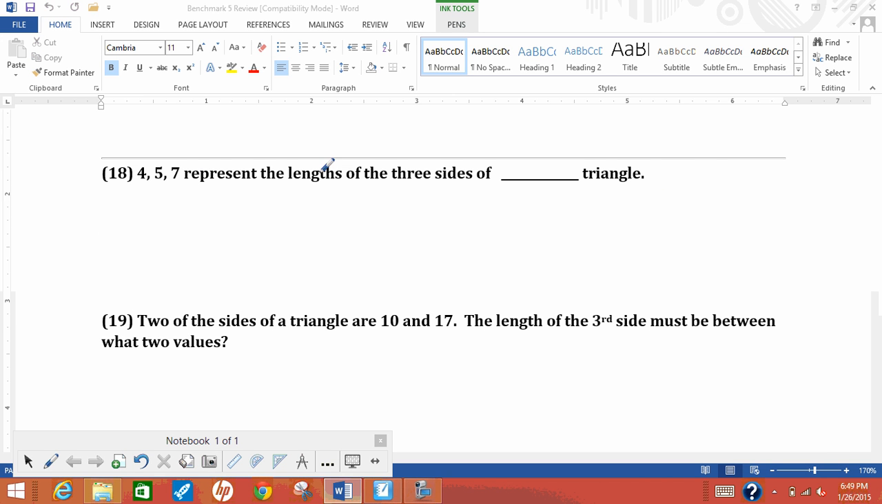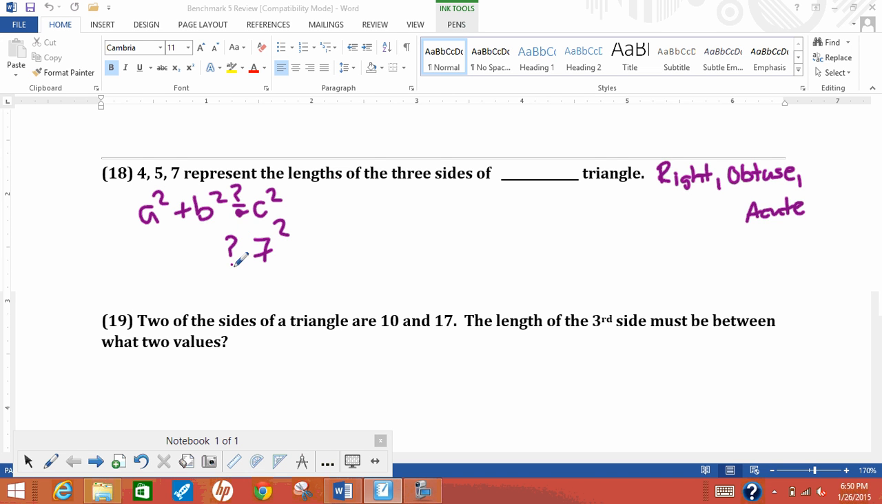In this question, I was trying to ask you, is this triangle right? Is it obtuse? Or is it acute? The way we figure that out is by using the Pythagorean Theorem. And remember, I put a question mark over my equal sign because I don't know if both sides are going to be equal in this case. So my biggest side goes in for C, that's 7. My other sides go for A and B.